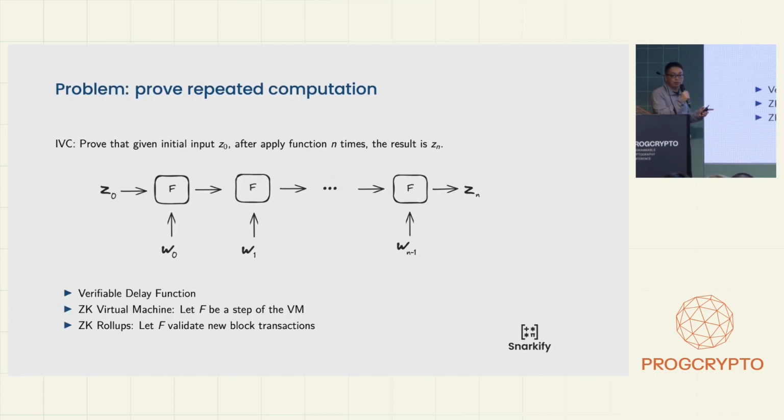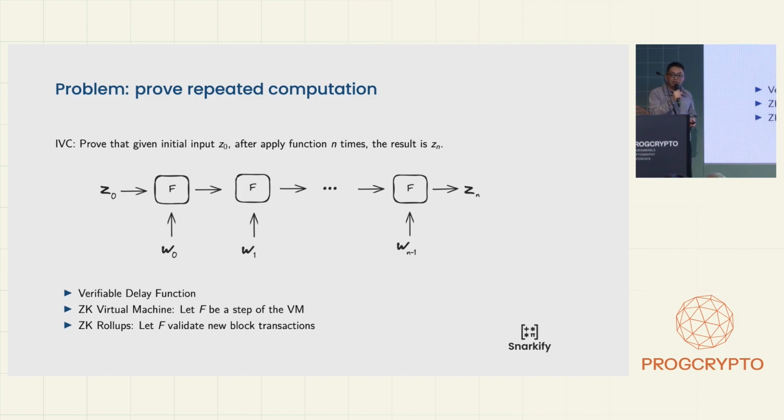So this is the problem we are trying to solve. Suppose f is a function. It takes 2 inputs. One is a state variable, z-in, and one is an auxiliary variable, w, and the output is z-out. We assume z-in and z-out have the same dimension, so we can recursively apply the same function again and again. With this setup, this is a typical situation for IVC, which stands for incremental verifiable computation. And there are various applications for this kind of setup.